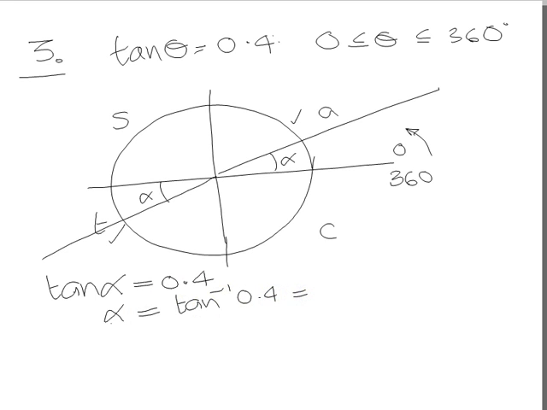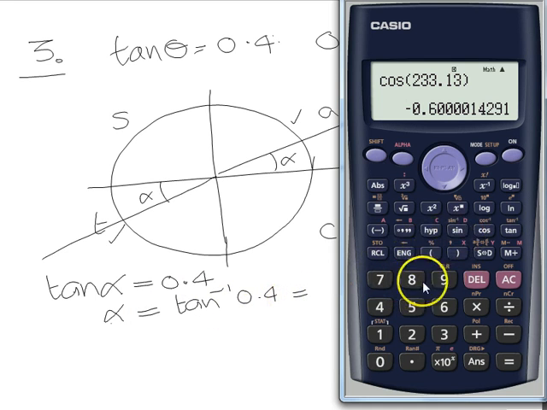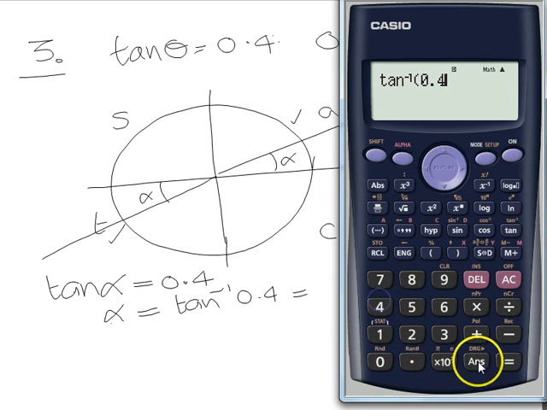Tap that in your calculator then. Make sure you're in degrees mode, which we are. Shift tan 0.4. The degrees mode is up here, and I've done it on other questions to show you how you get that. I'm probably not going to do it too many times from here on in. Shift tan 0.4, which is what we want.